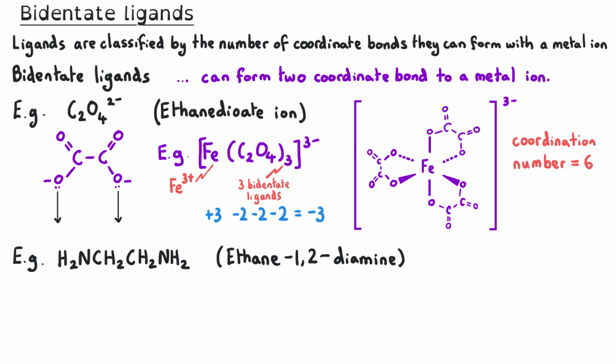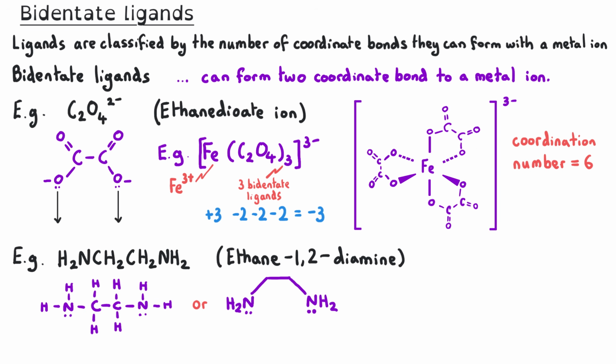The other bidentate ligand that you need to know is ethane 1,2-diamine. And this is its structural formula here. And it's only when we see the displayed formula or the skeletal formula for this ligand that we see the 2 points that coordinate bonds can form from on these 2 nitrogen atoms this time.